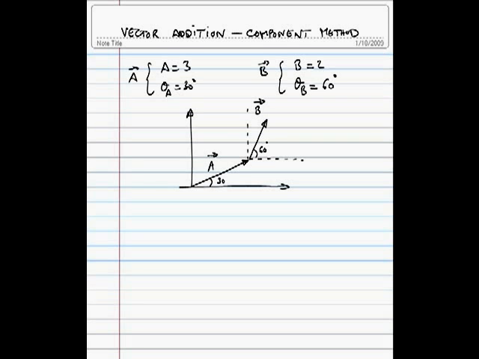Let's see how this is going to work. The easiest way to appreciate the method is to plot them. So I have plotted vector a, I have plotted vector b at the end of a, and now what I would like to do is write down the x component, ax, the x component of b, bx, and similarly the y component of a, ay, as well as the y component of b.